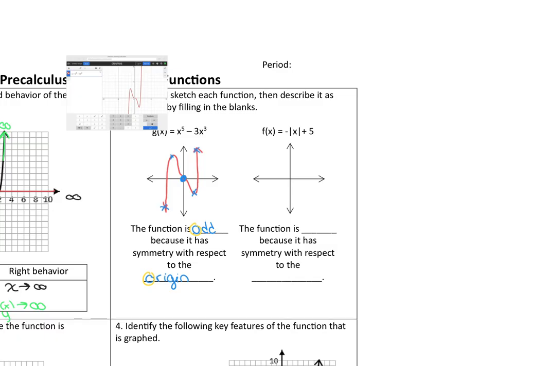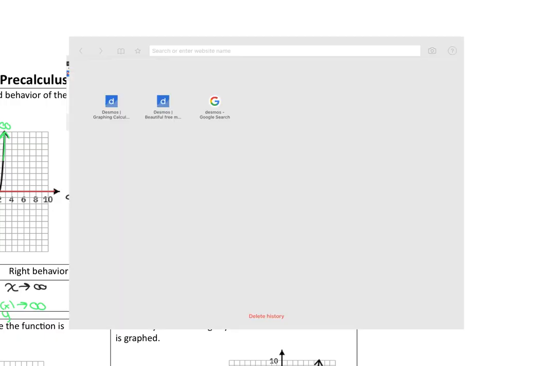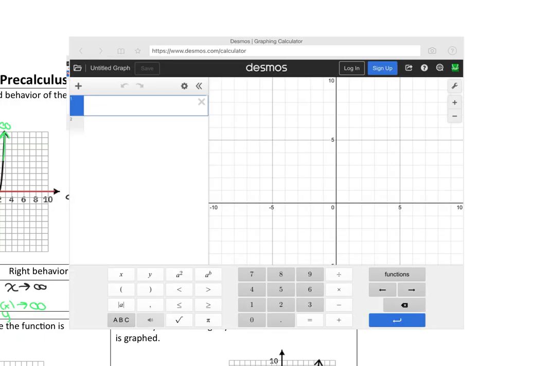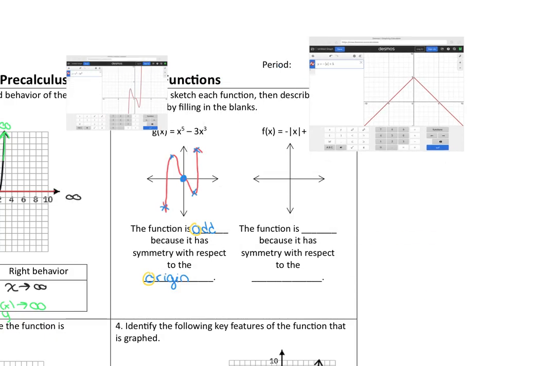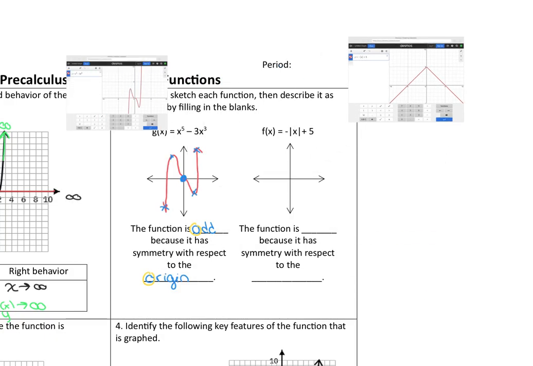I'm going to repeat the process. I'm going to add Desmos again, and I'm going to graph the other function, which was y equals, and I have the absolute value symbol. Oops, hang on, I put the negative up front. Negative absolute value of x, and then absolute value symbol, and then plus 5. So this looks like an upside down V that starts at 5. So I can put that on my graph as well. We'll call this 5, upside down V like this.